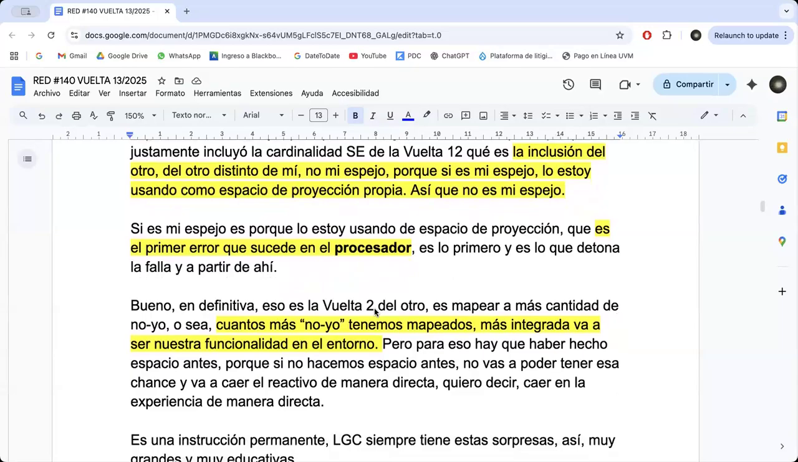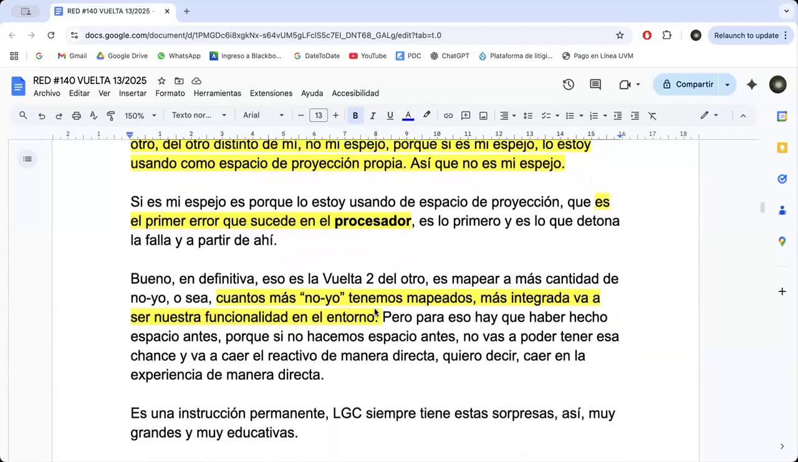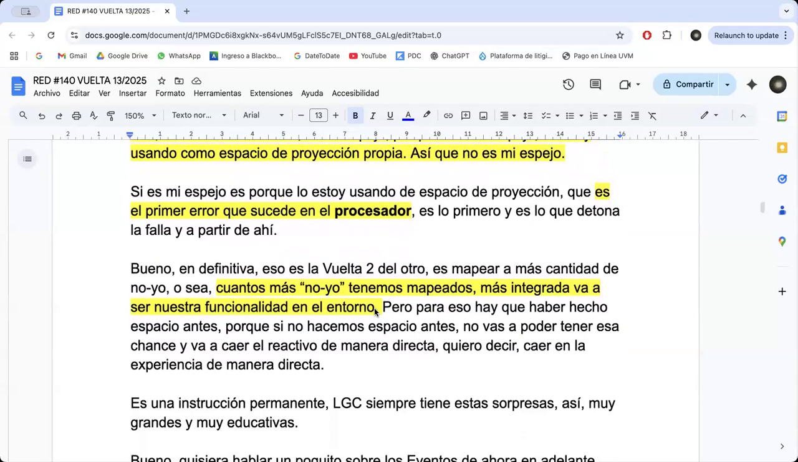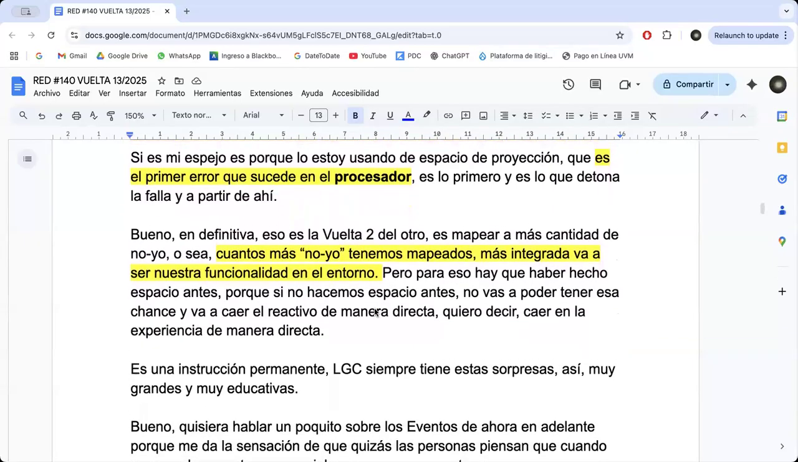Not my mirror. Because if the other is my mirror, I am using the other as a space of projection of me. So no, the other is not my mirror. If the other is my mirror, it is because I am using them as a space of projection, which is the first error that happens in the processor. It is the first fault, and everything happens from there.